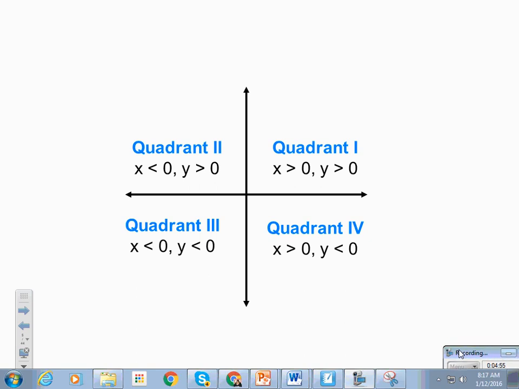All right, makes sense. A quadrant, quad is the root word. Welcome to English. The root of quad is four. There are four quadrants, which is why it's called a quadrant.